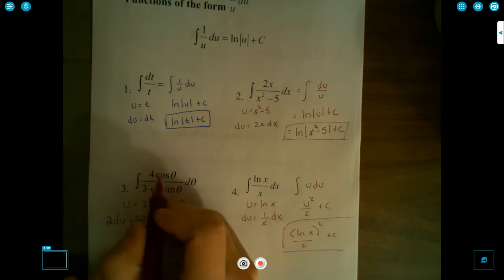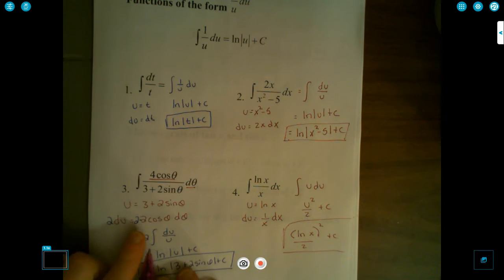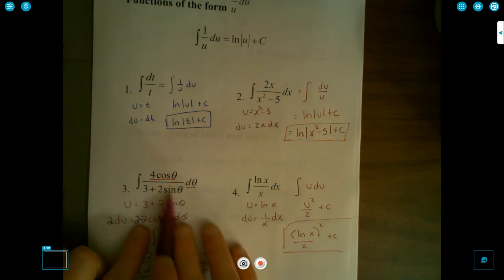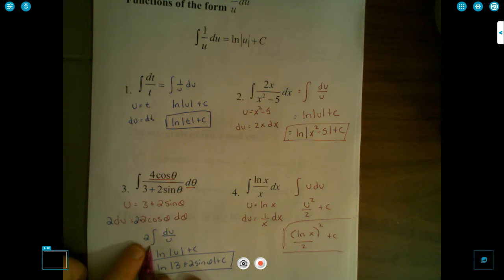Now, when I go back to my original integral, I need 4 cosine theta d theta. Right now, in the purple, I only have 2 cosine theta d theta. So to get it to be 4 cosine, I need to go ahead and double each side. So I multiply by 2. So I'm going to have 2 du is equal to 4 cosine theta d theta. To integrate it, I go ahead and throw the 2 out front. I have 2 antiderivative du over u, which turns into 2 natural log absolute value of u plus c. Substitute back in. We're left with 2 natural log absolute value 3 plus 2 sine theta plus c.